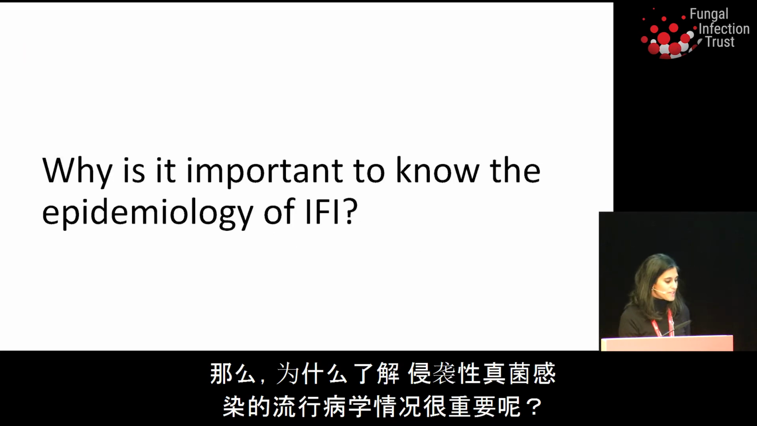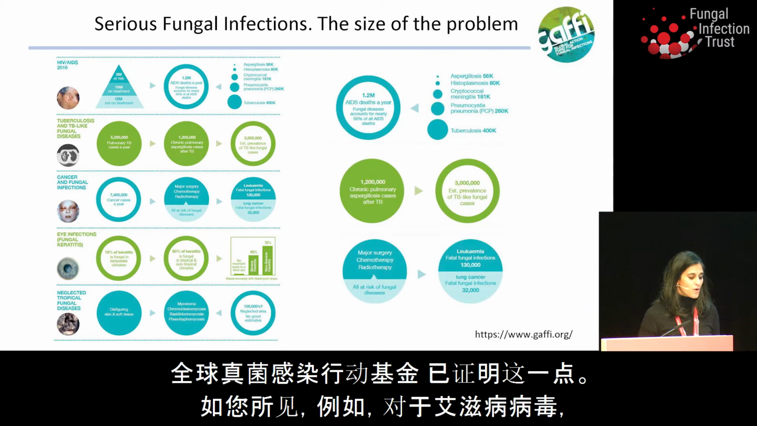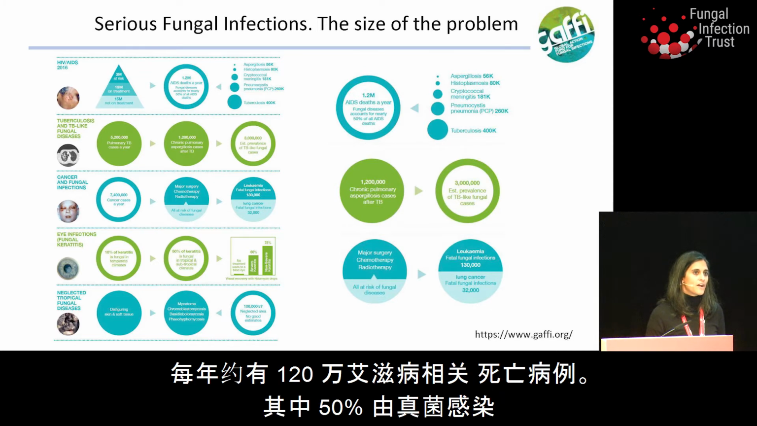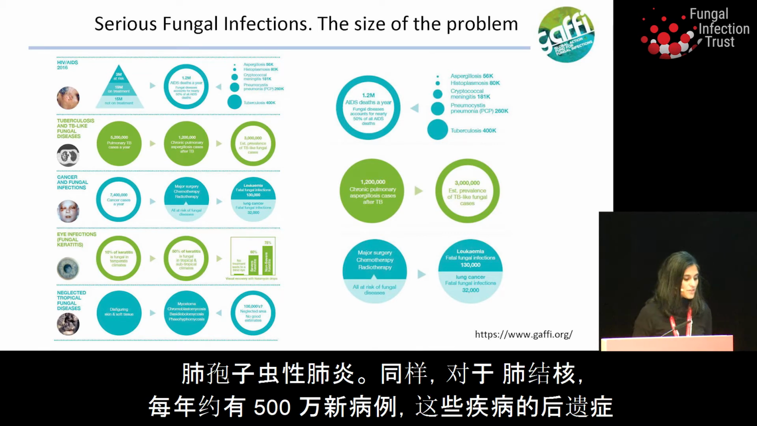Why is it important at all to know the epidemiology of invasive fungal infections? It's because there is a very high burden of serious fungal infections, which has been shown by the Global Action Fund for Fungal Infection. For example, in HIV, there are around 1.2 million AIDS-associated deaths a year, and 50% of these are caused by fungal infections, such as aspergillosis, histoplasmosis, cryptococcosis, and Pneumocystis jirovecii pneumonia.